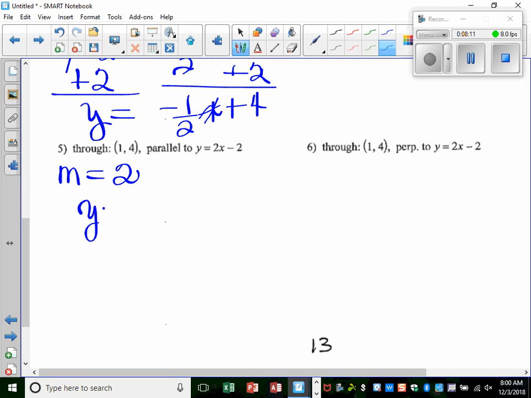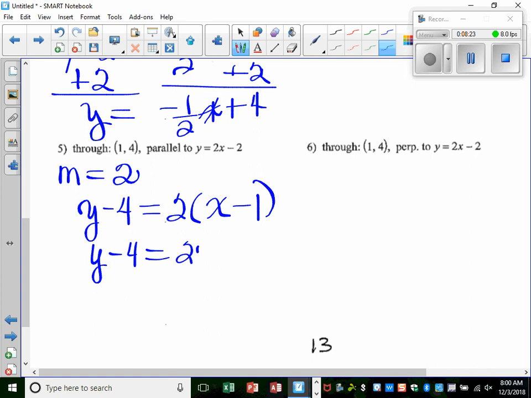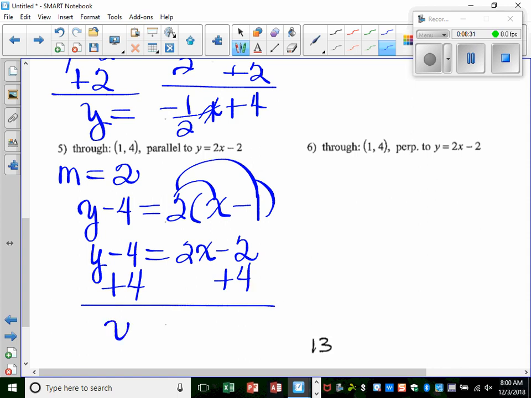So y minus 4 equals 2 times x minus 1. So y minus 4 equals 2x minus 2. Okay, because we're distributing. And then we add 4 to both sides. So y equals 2x plus 2. And again, if you wanted to check, you could hit your y equals key and make sure 1, 4 is in the table.